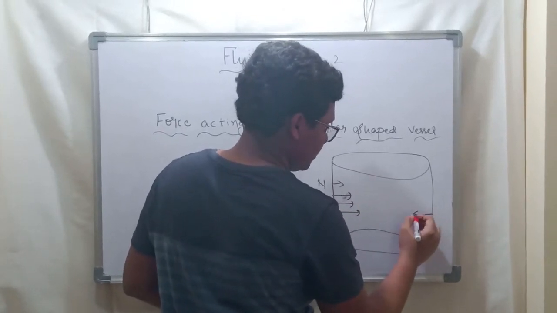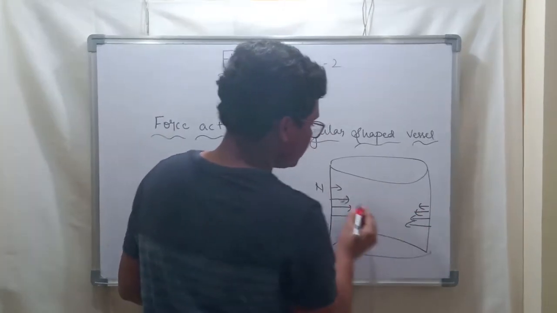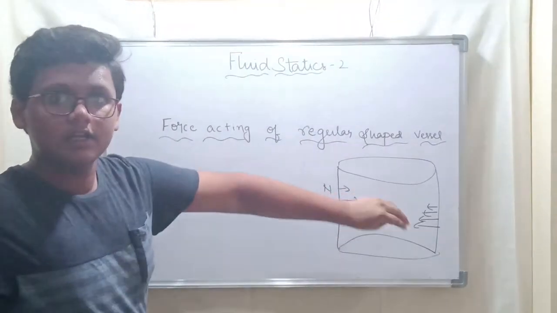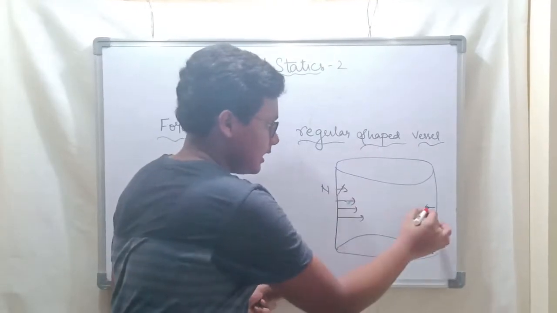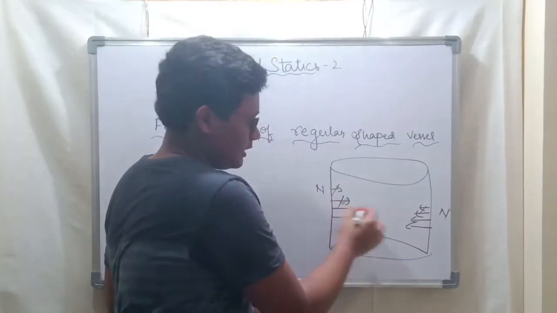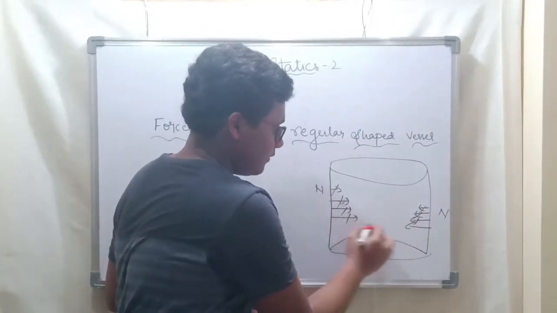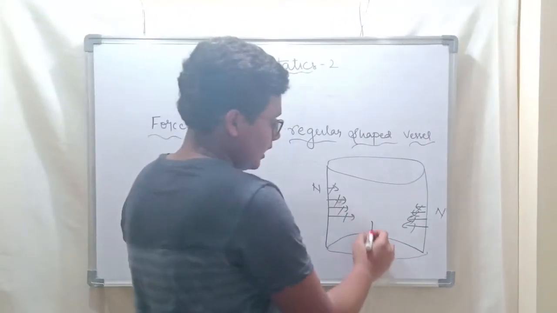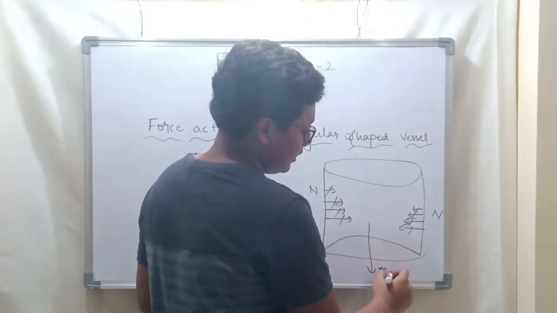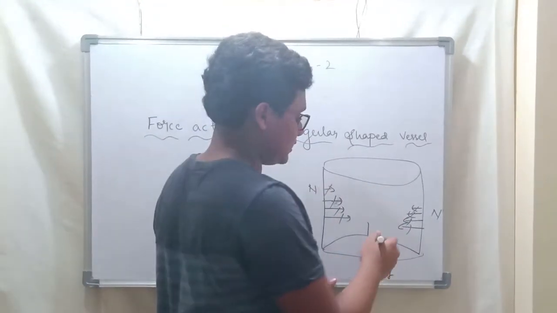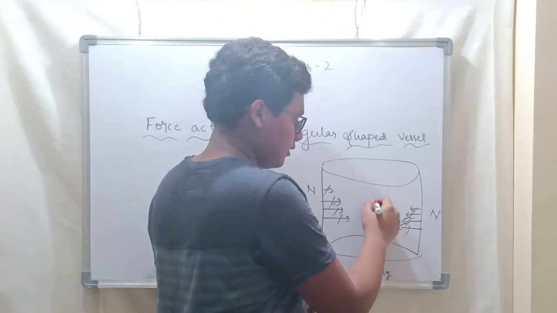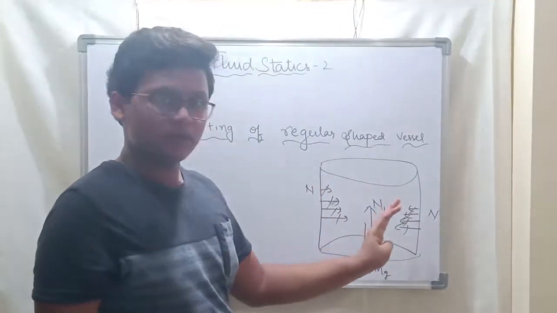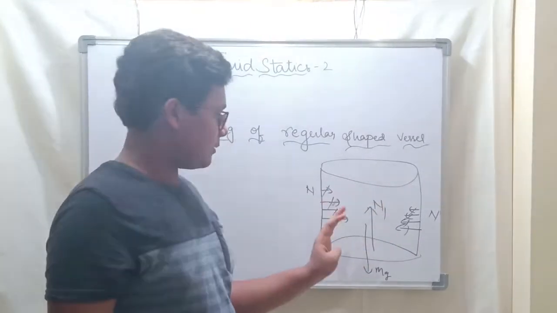Like this, normal forces will be like this. Because this is a cylindrical vessel, regular shaped, these forces will get cancelled. In the downward direction, the weight of the liquid mg is acting, and the normal force acts against it. So these forces are being cancelled.